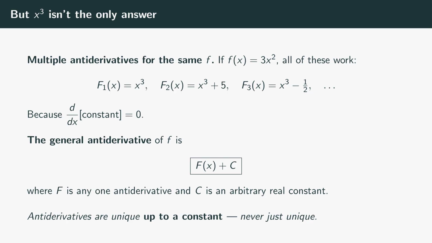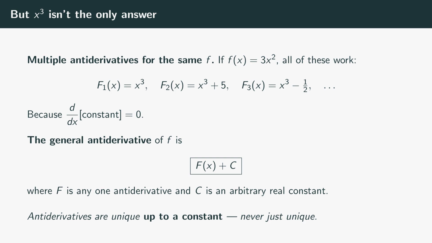But hold on, I said x cubed is an antiderivative of 3x squared. It's not the only one. Watch, differentiate x cubed plus 5. You get 3x squared. The 5 contributed 0 because the derivative of a constant is 0. Differentiate x cubed minus 1/2. Again, 3x squared. Same answer. Differentiate x cubed plus pi. Still 3x squared. Every function of the form x cubed plus c, where c is any real constant, is an antiderivative of 3x squared. There are infinitely many of them, and they form a one-parameter family.